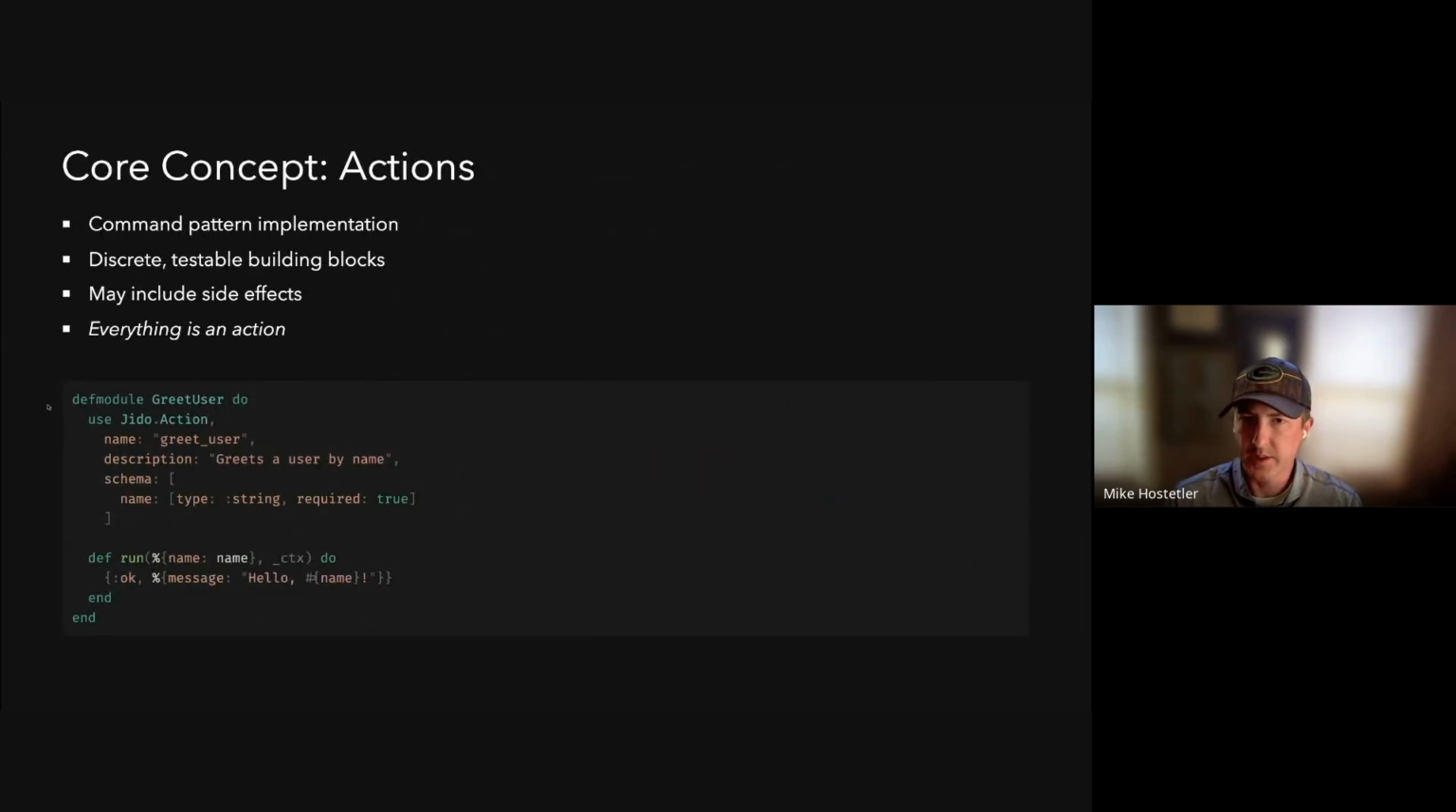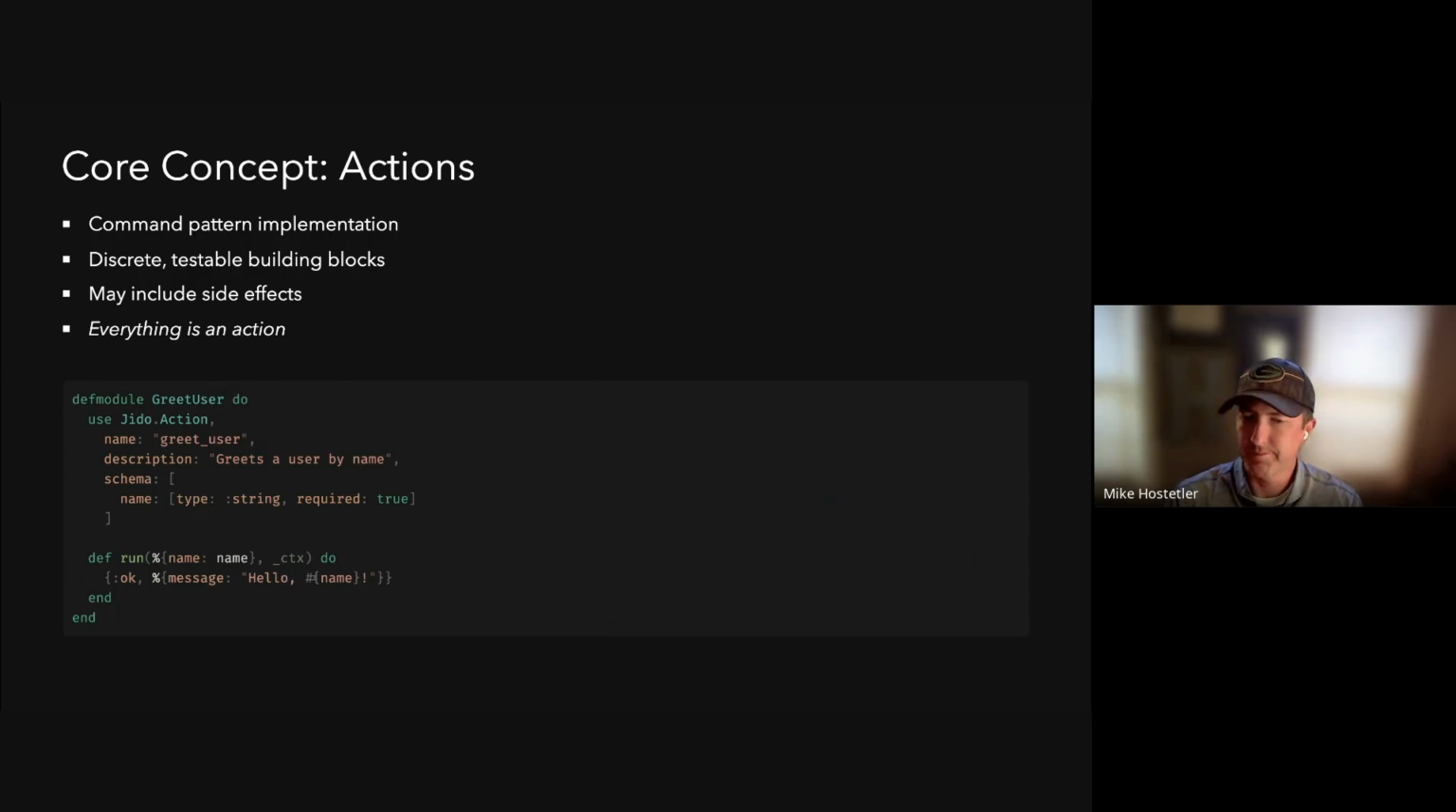Second is actions. An action is a module that implements the command pattern. It has to implement this run arity 2 function, where the first parameter is a map of params, and the second is a context. And then that run function returns an OK or error tuple with new data. So these are your transformation functions. They're composable. These are the building blocks of Jido. So everything is an action.